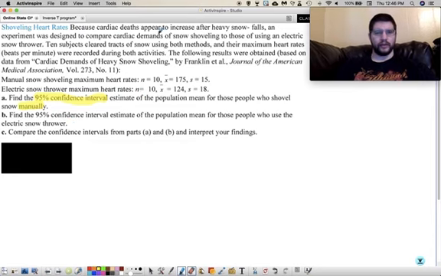So to read all this, it says ten subjects cleared tracks of snow using both methods and their maximum heart rates were recorded. Yada yada yada. I don't see sigma anywhere. I do see S. Since we don't have sigma, we're going to use a T interval here.